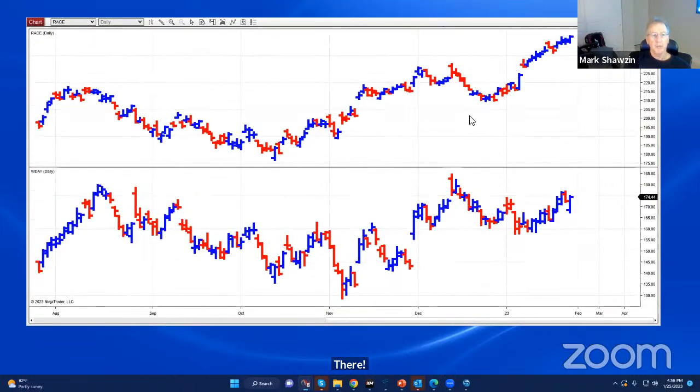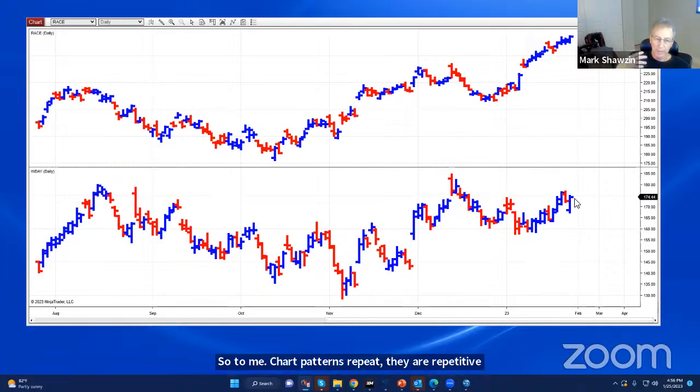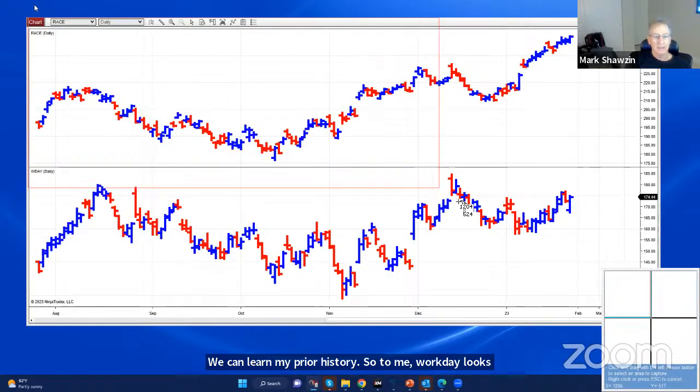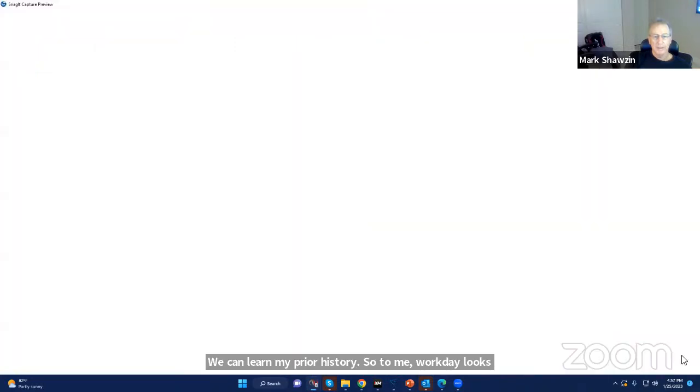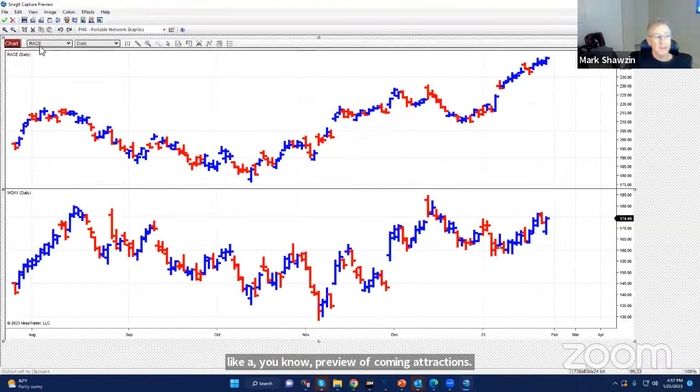So to me, chart patterns repeat. They are repetitive, and we can learn by prior history. So to me, Workday looks like a preview of coming attractions. This top chart is the company Ferrari. The ticker symbol is RACE. And right in here, and I talked about this on Monday, this looked like a perfect double top pattern.